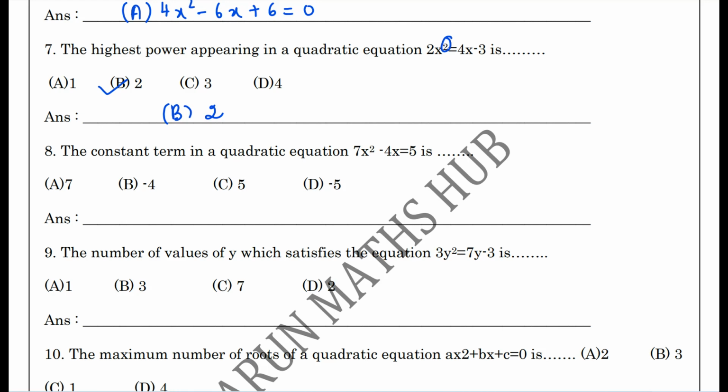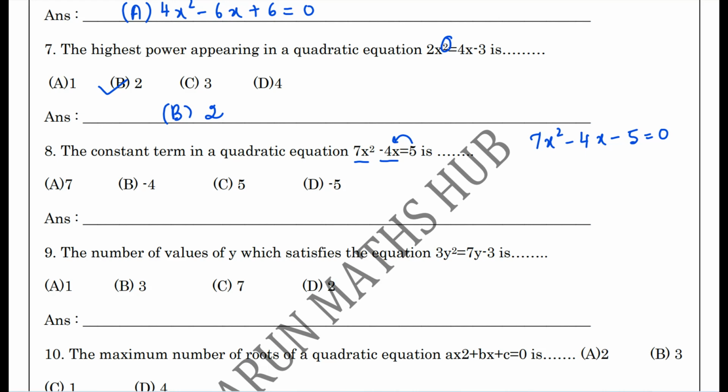What is the constant term in the quadratic equation 7x square minus 4x equals 5? Student, first you should check whether it is in standard form. No. What we should do is shift plus 5 to LHS so that it is in the standard form. 7x square minus 4x, after shifting plus 5 to LHS it becomes minus 5 equals to 0, right?